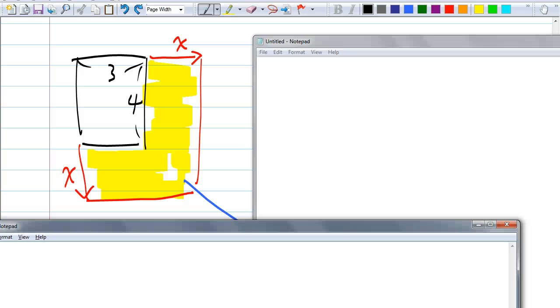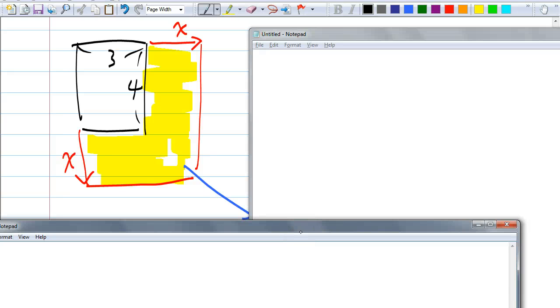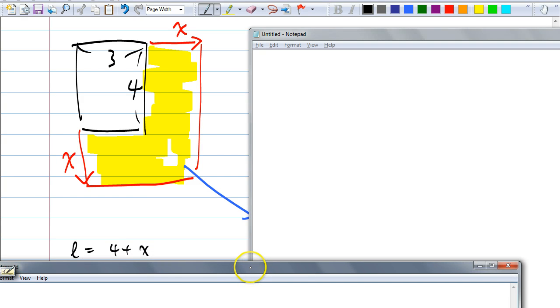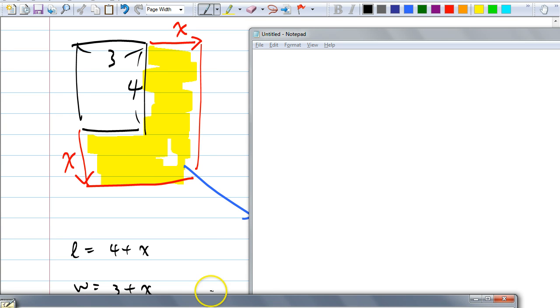All right, so then what is going to be my new length and width? Go ahead, write it down. I'll wait. Here we go. Eric, what did you get for the width of this new rectangle, the bigger, of course, rectangle? W equals 3 plus x. 3 plus x is correct. And the length is, of course, 4 plus x.